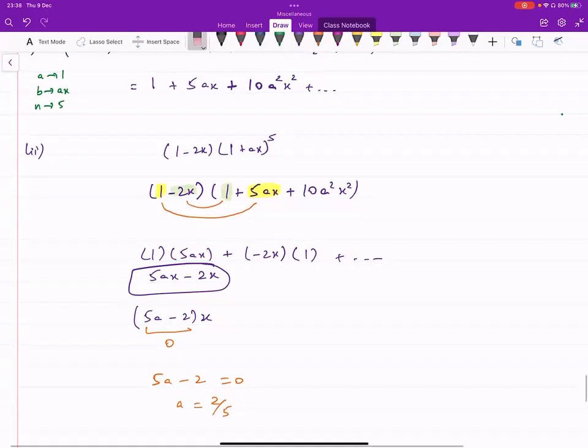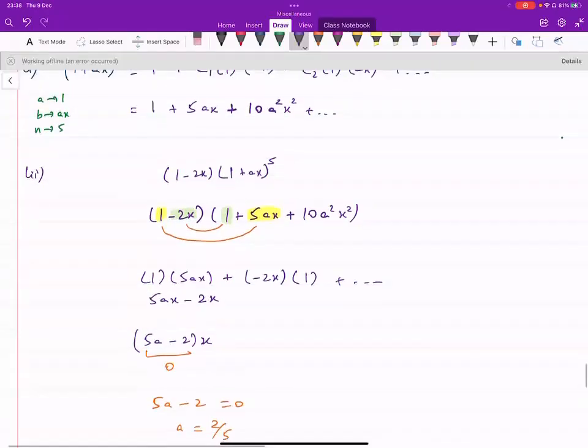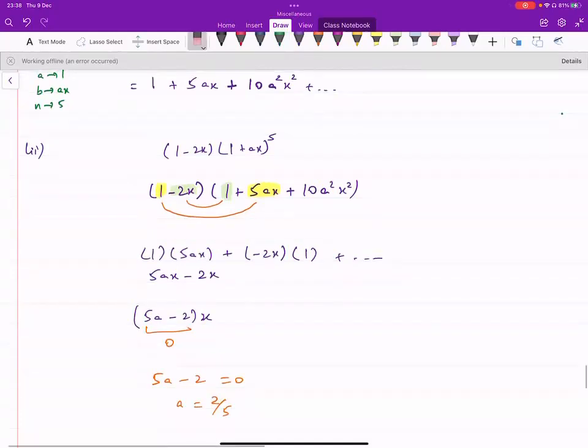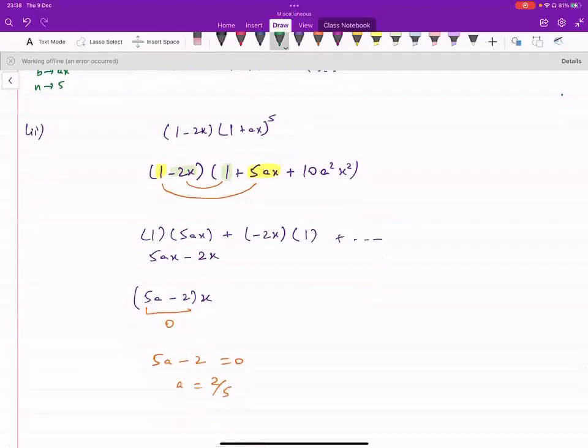This is the coefficient of x that we're getting, which is 5a minus 2. Now, since there has to be no term in x here, we say that this coefficient should actually be equal to 0. The coefficient 0 होना चाहिए, otherwise हमारे पास x वाली टर्म आ जाएगी. तो इस coefficient को मैं 0 कर दिया. 5a minus 2 equals 0. That gives us the value a equals 2 over 5. ठीक है?